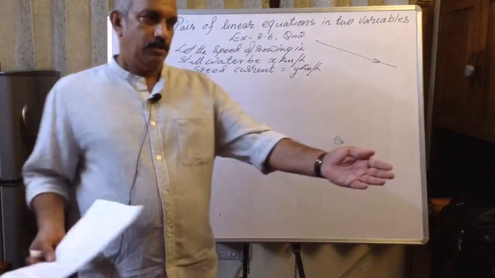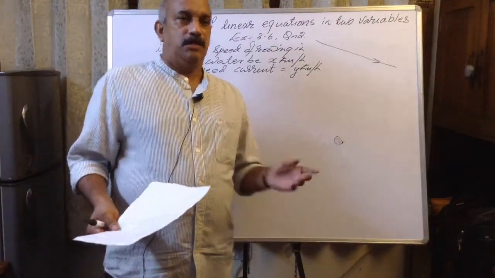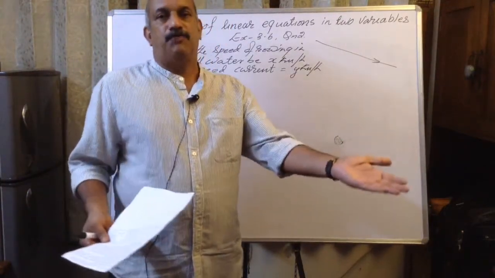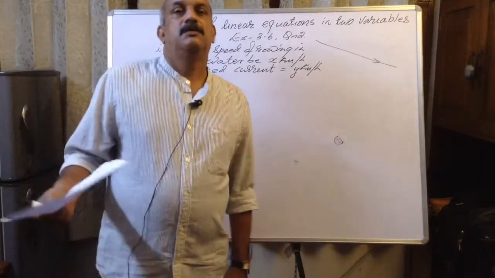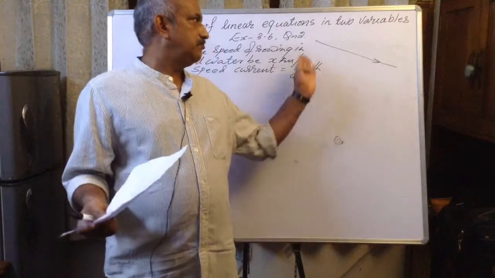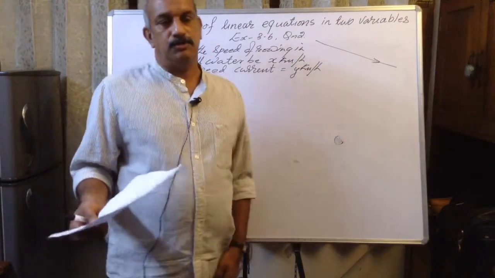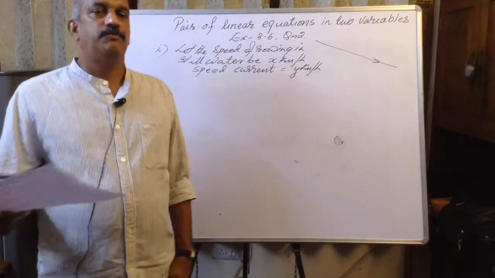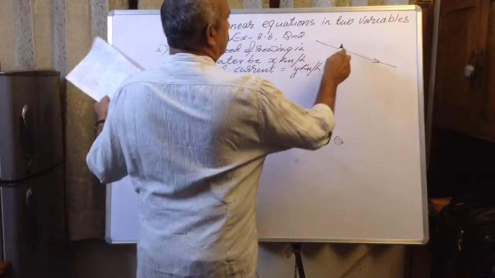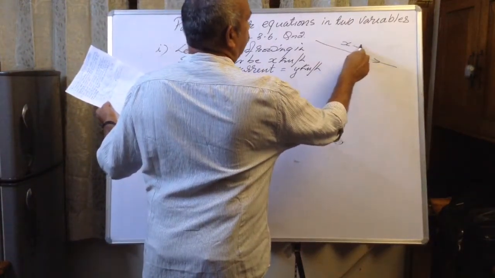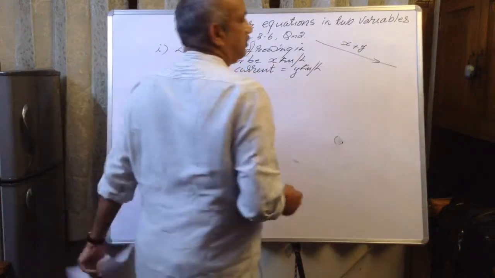She is going 10 kilometer in 1 hour and water is carrying her 5 kilometer in 1 hour. So together she will be traveling 15 kilometer, so speed will be 15 kilometer per hour. That is why in downstream the speed will be x plus y kilometer per hour.